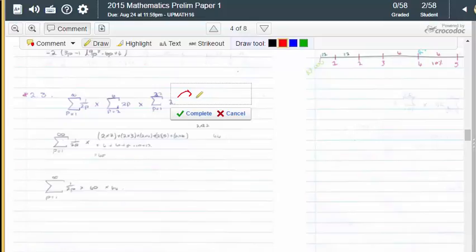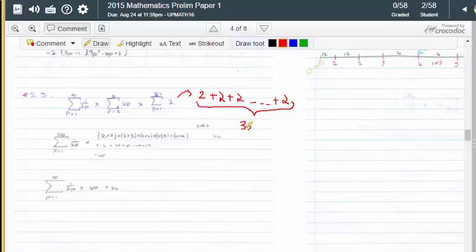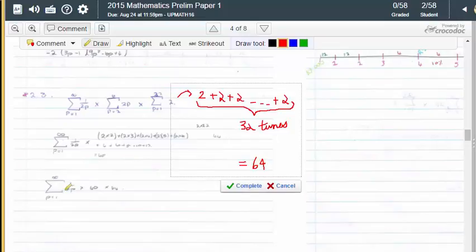This looks like this. This one is, let's get it red. For P1, it's equal to 2. For P2, it's equal to 2 plus 2. For P3, it's equal to 2 plus 2 plus 2. How many times? Dot, dot, dot, up to 2, 32 times. Okay, so 32 times 2 is equal to 64. This is that expression onto infinity.